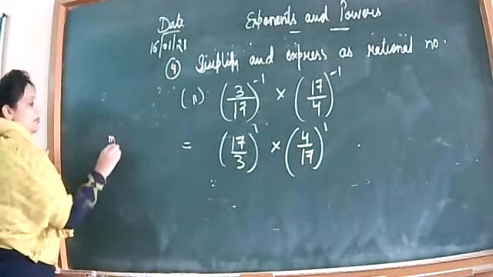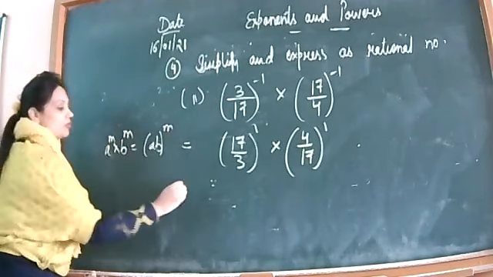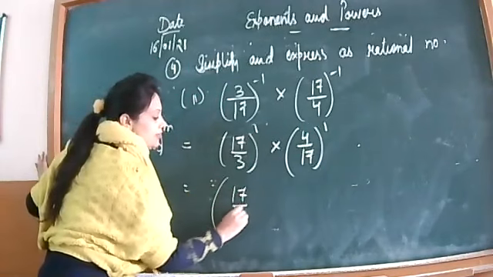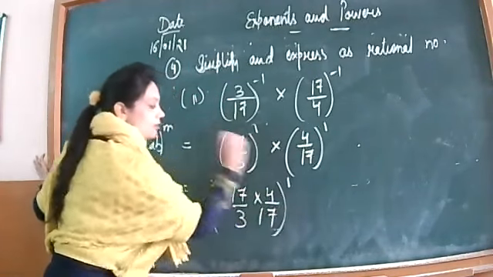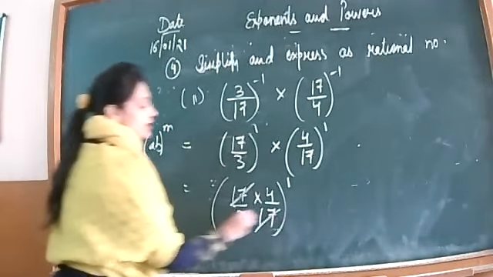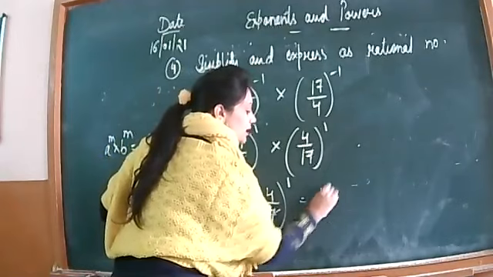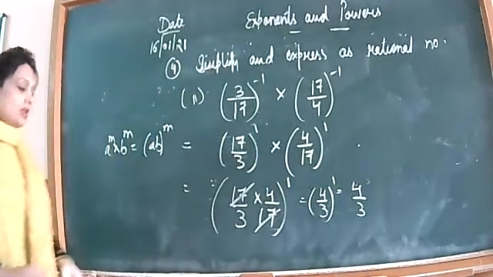A raised to power m into b raised to power m. Using this law we will write it as 17 by 3 into 4 by 17. Power will be same, 1 only. 17 can cancel with 17. So 4 by 3 whole power 1, that is 4 by 3 is the answer.